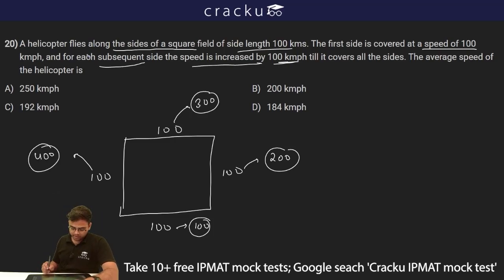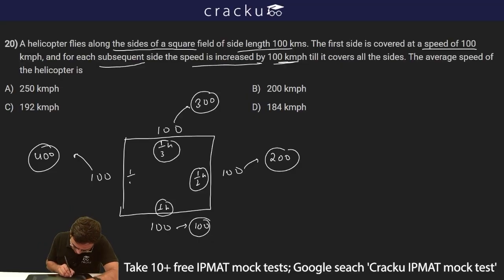Thus if I have to find out the time here, this will be 1 hour. Time here for the second side, this side will be 100 km at 200 km per hour. At 200 km per hour, the time will be 1 by 2 hours. Similarly, 100 kilometers when traveling at 300 km per hour, the time will be 1 upon 3 hour. And 100 kilometers when traveling at 400 km per hour, the time will be 1 upon 4 hour. Okay, it covers all the sides. The average speed of the helicopter is.